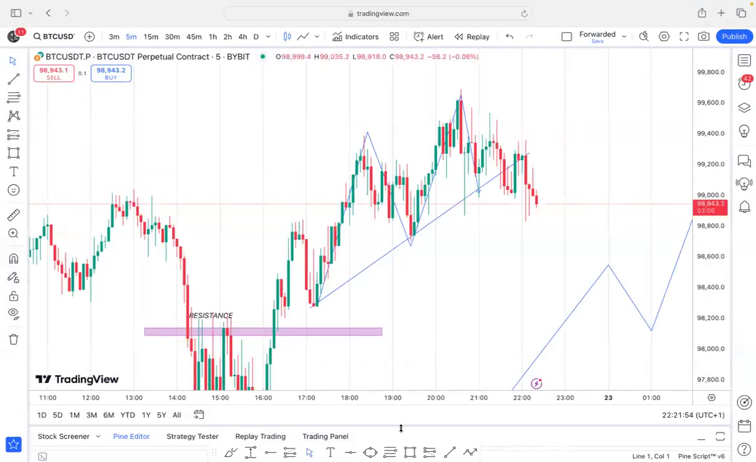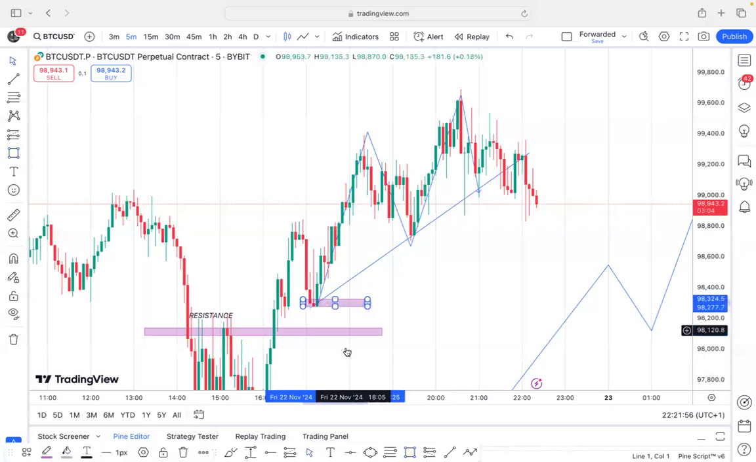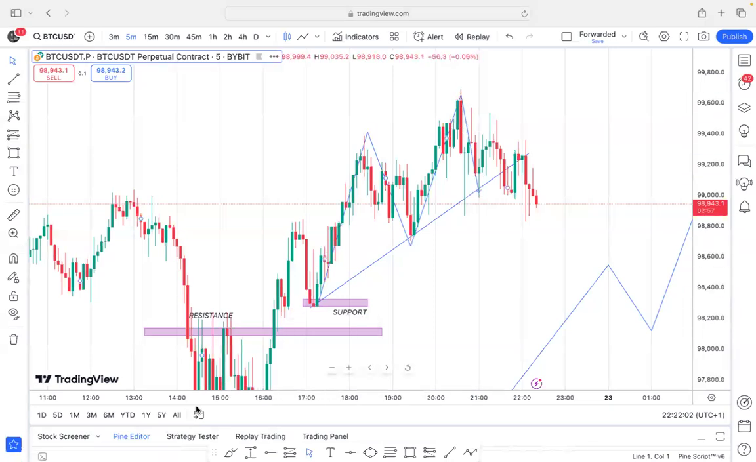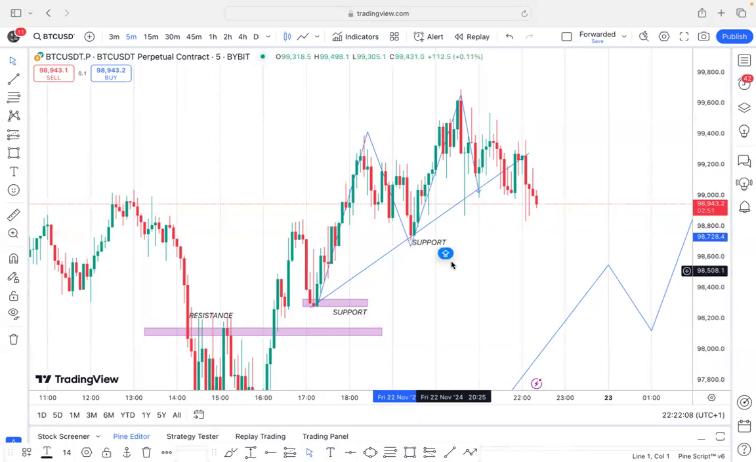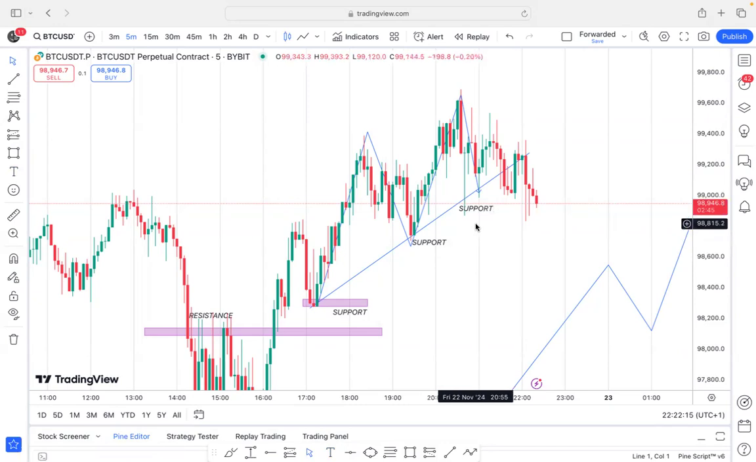So now, this is support. We buy at support. This point here is our support. We'll give you a diagram illustration. This point here is our support. Here also is our support.